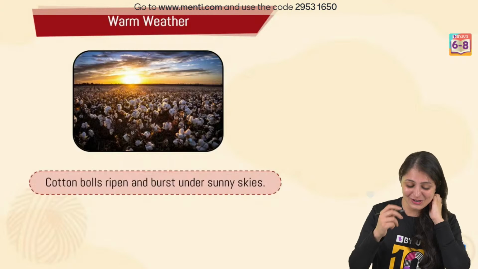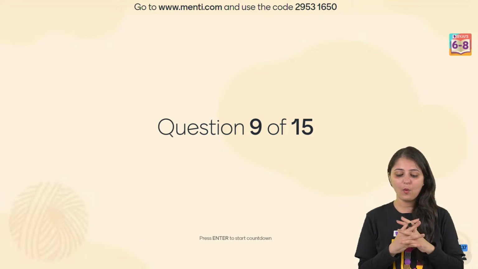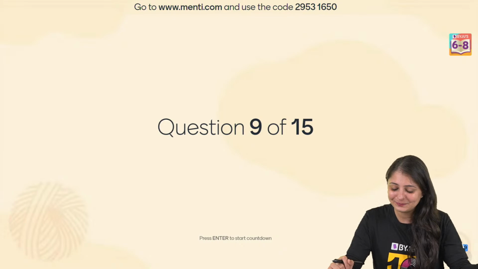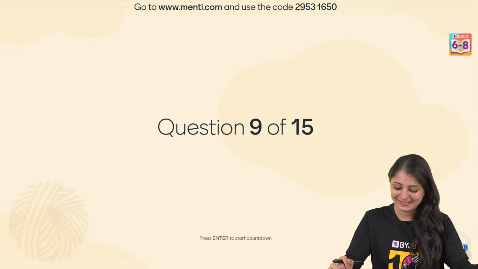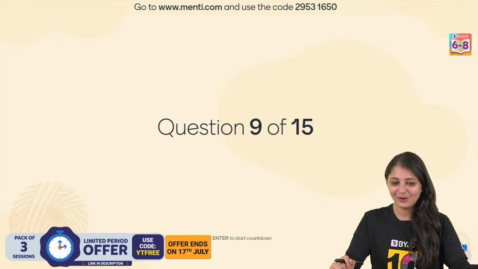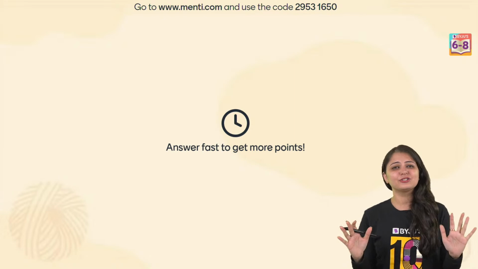Let's move on to question number 9. Question number 9 load kare. Yes, I can see the hearts that you're sending. Definitely. Hey Sunidhi, Ayush. Awesome. Good to know that. Chalo. Kam se kam 50 students minimum have to get this one right.